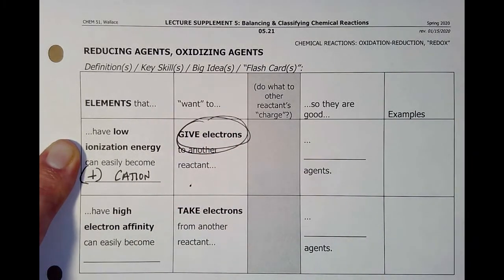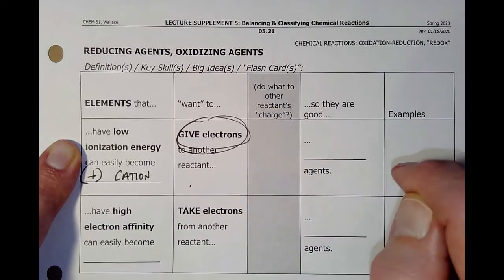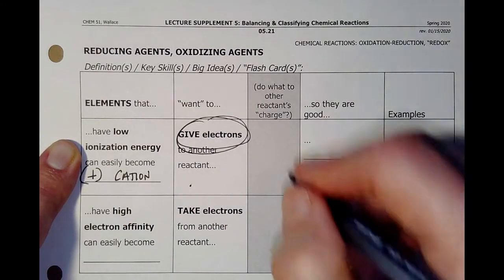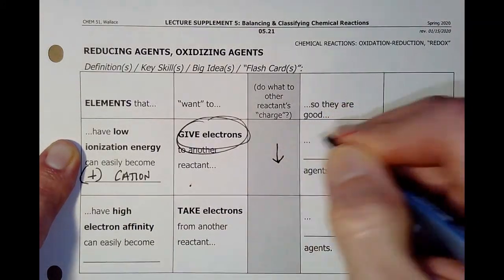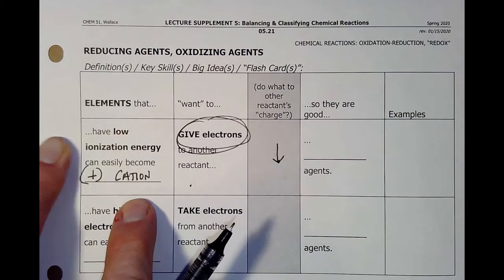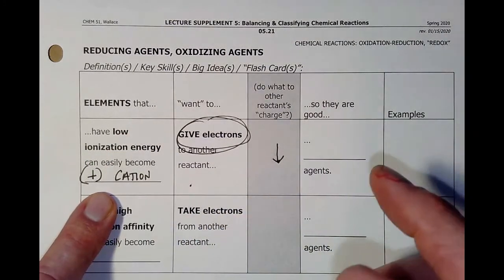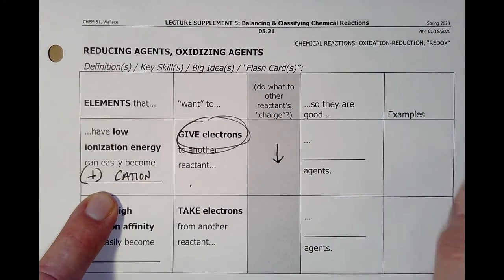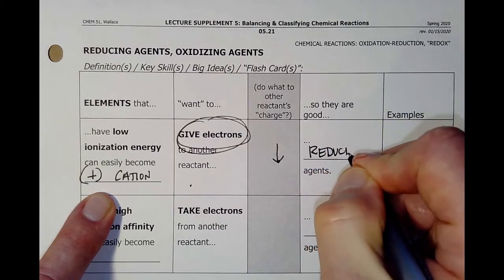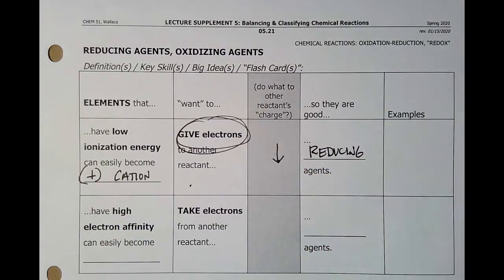When they give away electrons, what do they do to the other reactant? If these things are pushing electrons onto somebody else, they reduce their charge. So guess what? Things with low ionization energies want to give away electrons. The thing that receives the electrons, its charge drops, it gets reduced. Reducing agents.